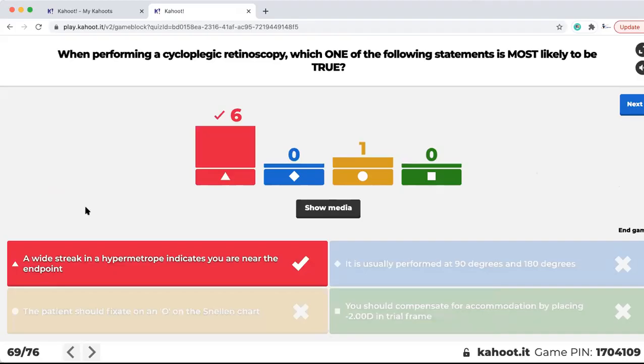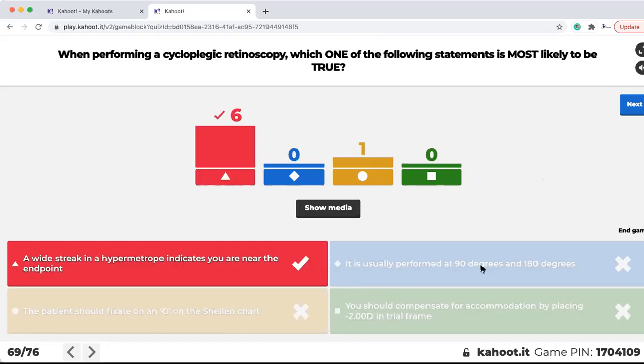Okay, so when performing the cycloplegic retinoscopy, which one of the following statements is most likely to be true? Wider streak in a hypermetrope indicates that you are near the end point. Well, this is the rule for myopia or hypermetropia, that there are some clues that you are near the end point. For example, that the red reflex becomes brighter, wider, and faster. Again, brighter, wider, faster. Then this indicates that you are close to the end point.